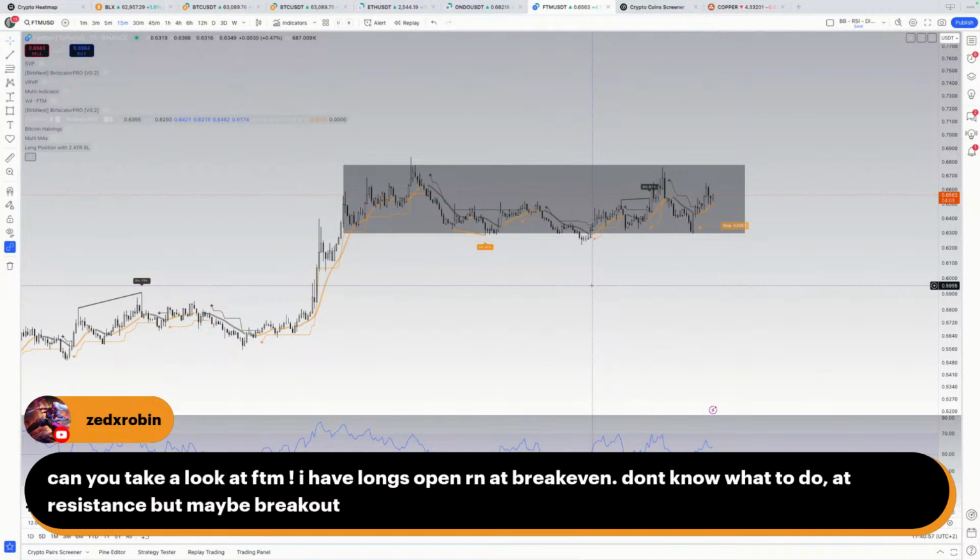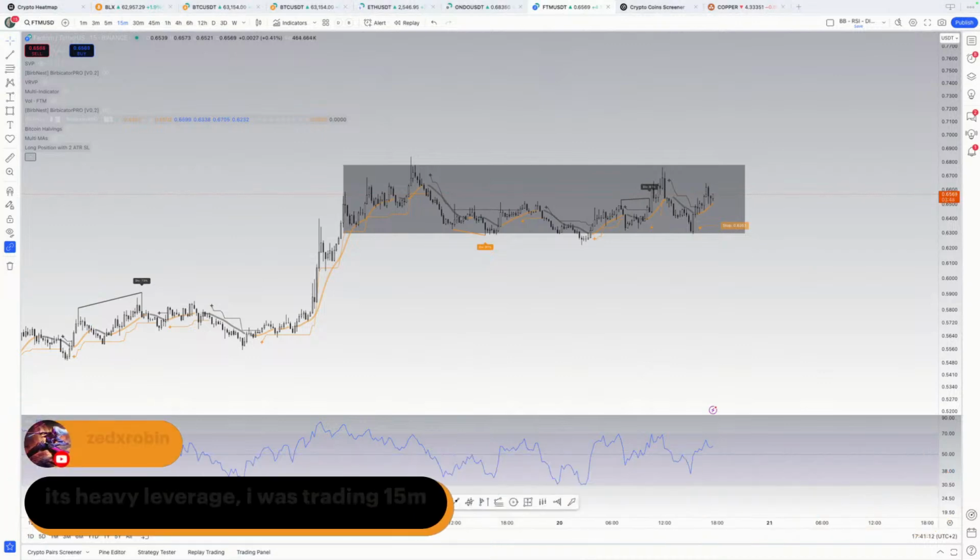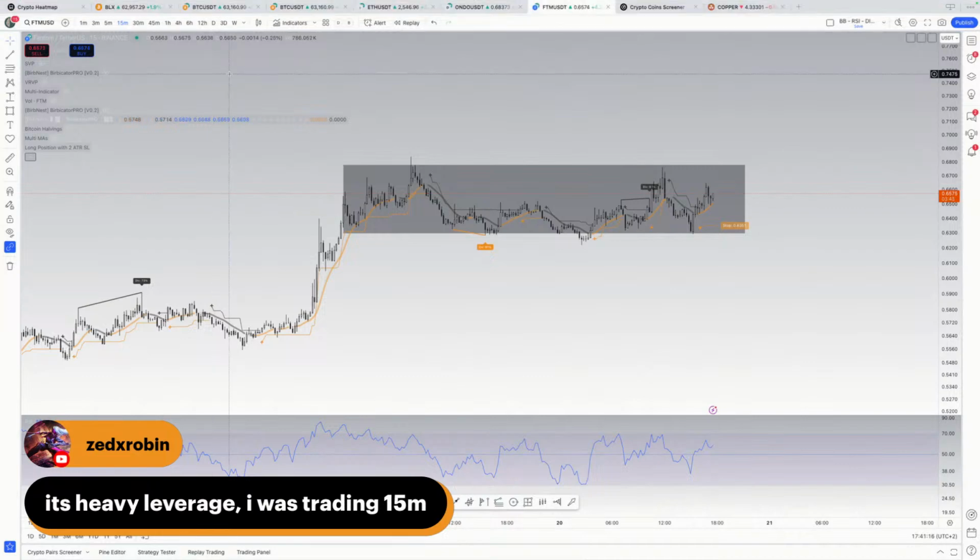Because I'm afraid if you're using a lot of leverage, you haven't really respected position sizing. Hope this helps a little bit, Robin. I think I covered everything.